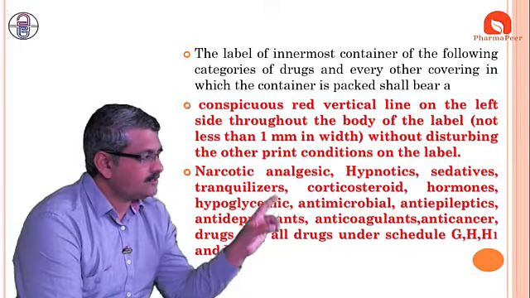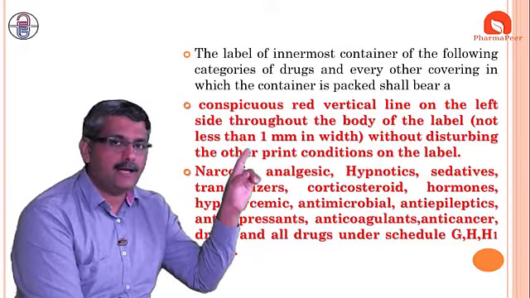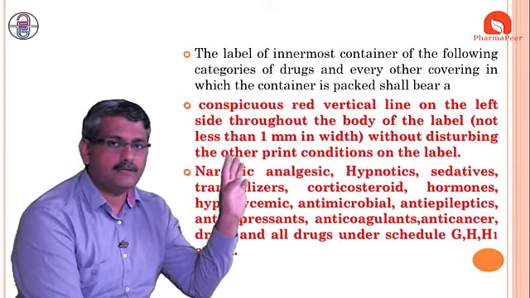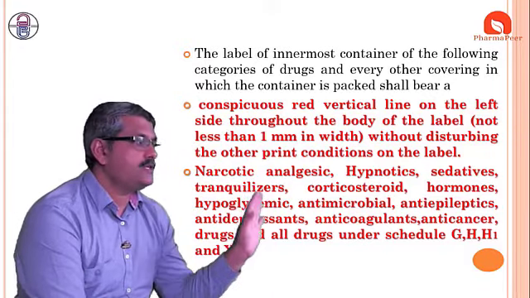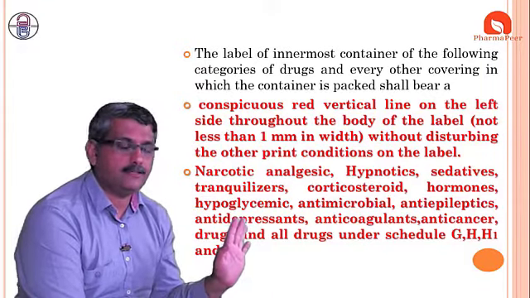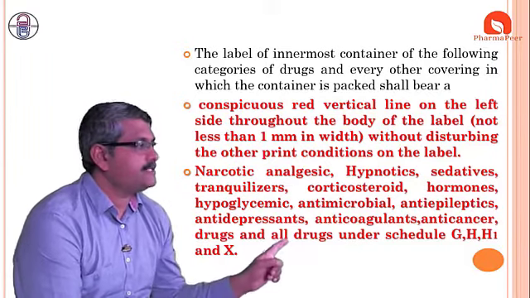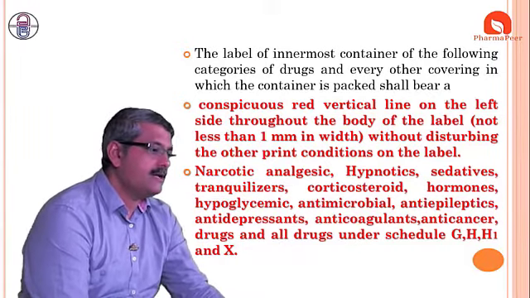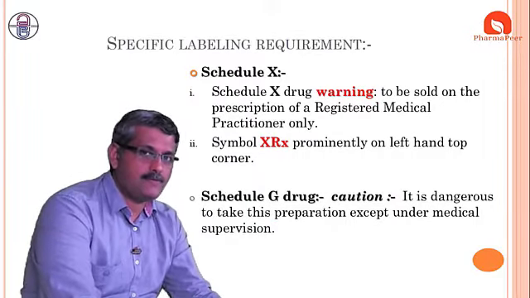All these classes of drugs have a conspicuously red vertical line on the left top corner, with not less than 1 mm in diameter. This is the most important thing. That is a labeling condition. Along with this labeling condition, specifically for the scheduled drugs, some specific labeling conditions are there. So what are these specific labeling conditions?